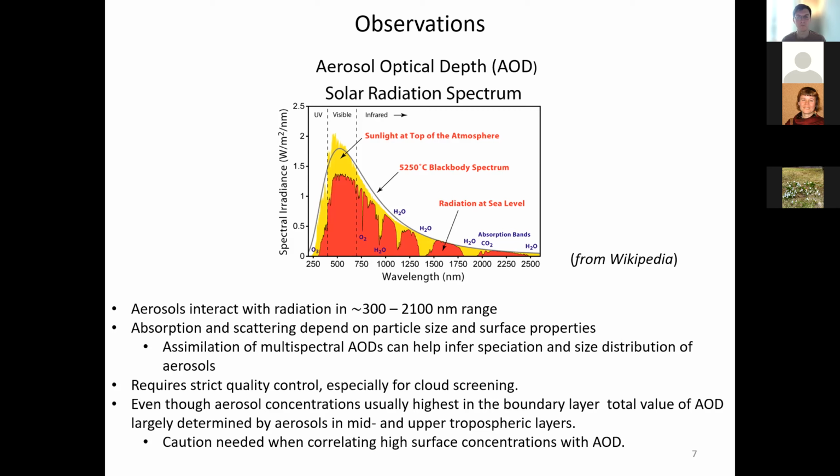And the important thing to note is that aerosol concentrations are normally highest in the boundary layer. However, the total value of AOD determined by the whole column of the atmosphere is actually largely dependent on aerosols in the mid and upper tropospheric layers. So caution needs to be taken, basically we have to be careful when correlating high surface concentrations with AOD.